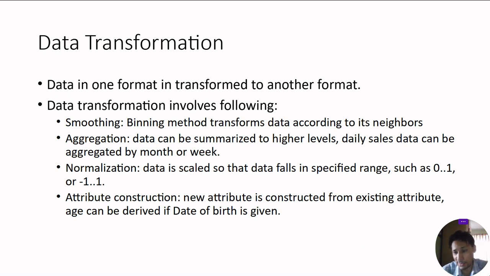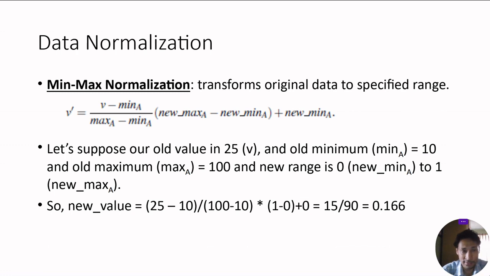Suppose age is given in 3 digits, maximum age can go up to 3 digits, but what we can do is map age into 0 to 1 or -1 to 1 or some specified range. We can construct new attributes from existing attributes. If date of birth is given, we can construct age. Now let's see the data normalization.